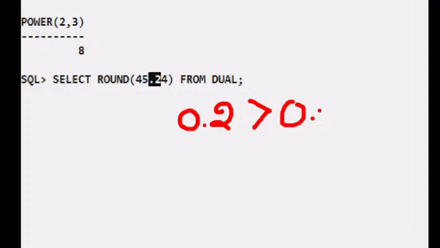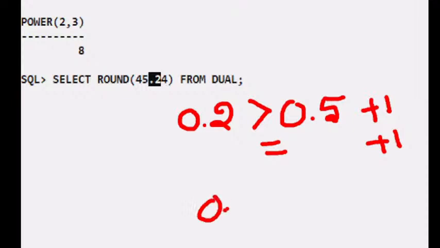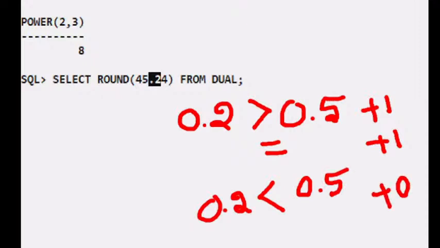If this decimal point value is more than 0.5, or equal to 0.5, then we add 1. But if your decimal point value is less than 0.5, then we add 0. Okay? This is what the round function considers, the 0.5 values. So if your decimal point value is more than or equal to 0.5, then add 1. If it is less than 0.5, then add 0.